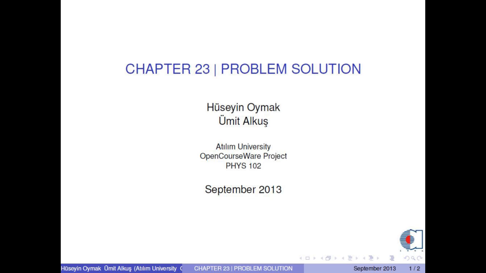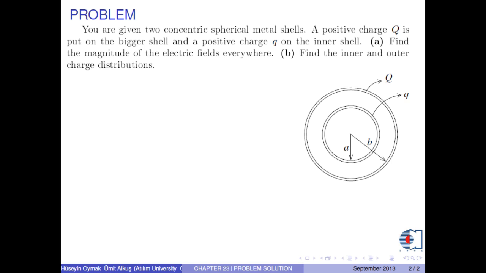In this video, we will solve one problem in chapter 23. You are given two concentric spherical metal shells. A positive charge capital Q is put on the bigger shell and a positive charge Q on the inner shell. A. Find the magnitude of the electric fields everywhere.